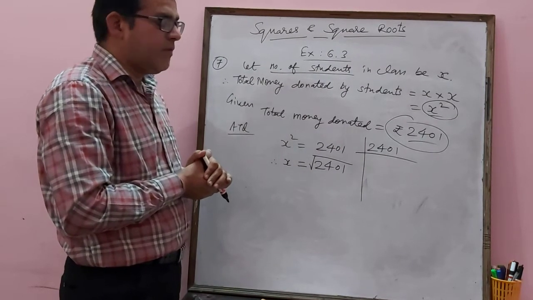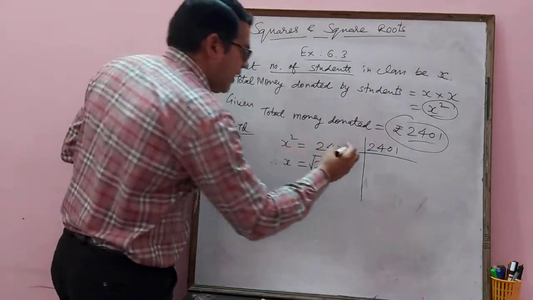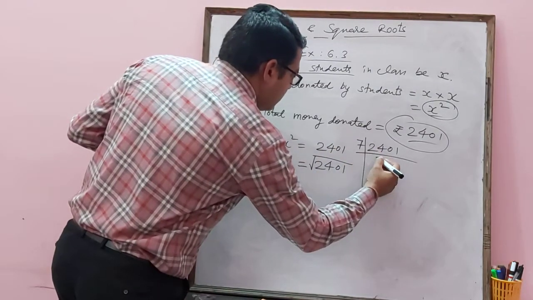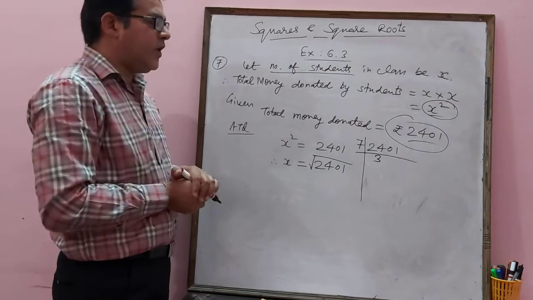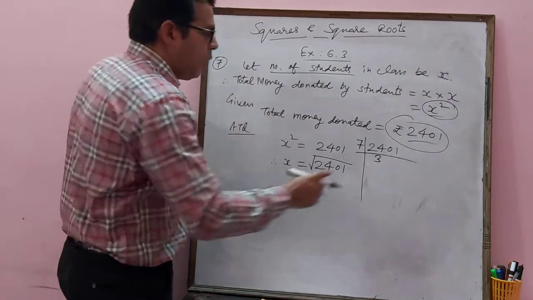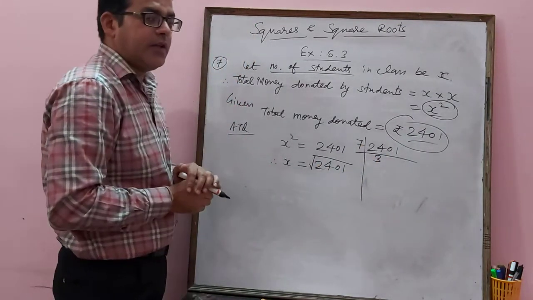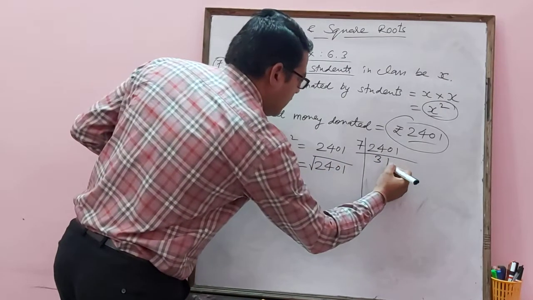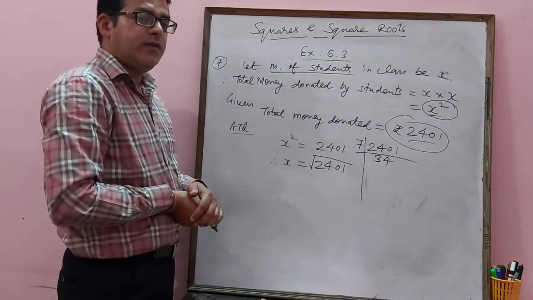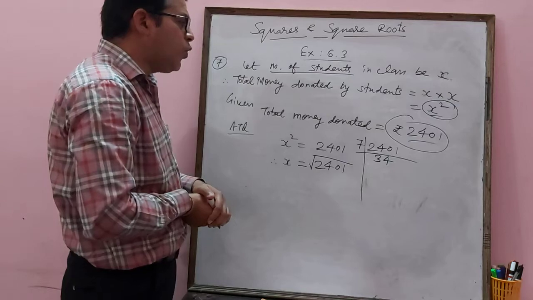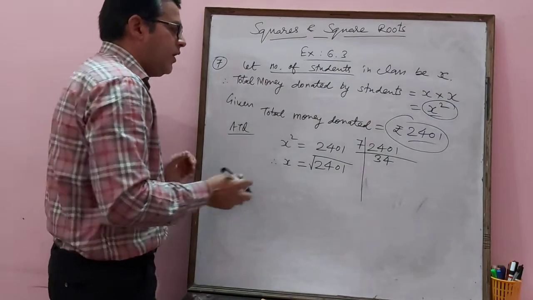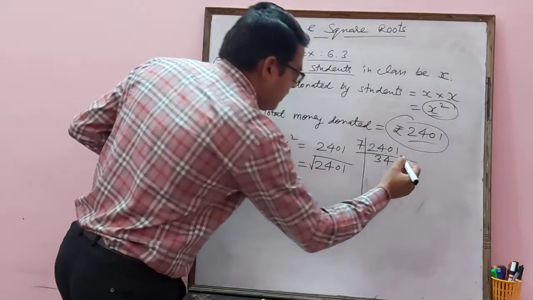Yes, it is divisible by 7. Let's check it. 7 3s are 21, 3 is left. Now here 30 is there, so 7 4s are 28. Right? What is left now? 2 is left. It is 21. Now 7 3s are 21.